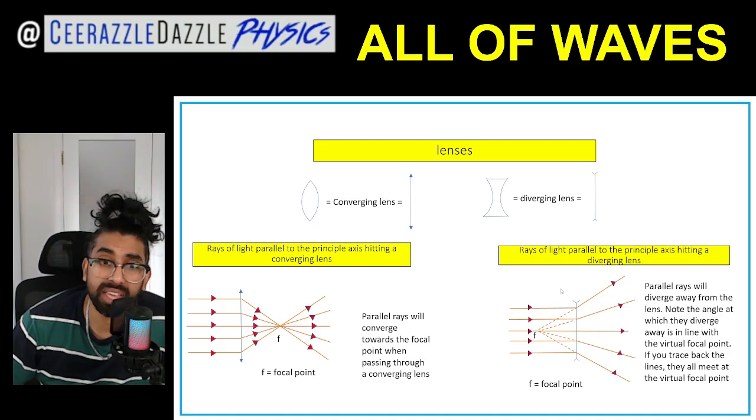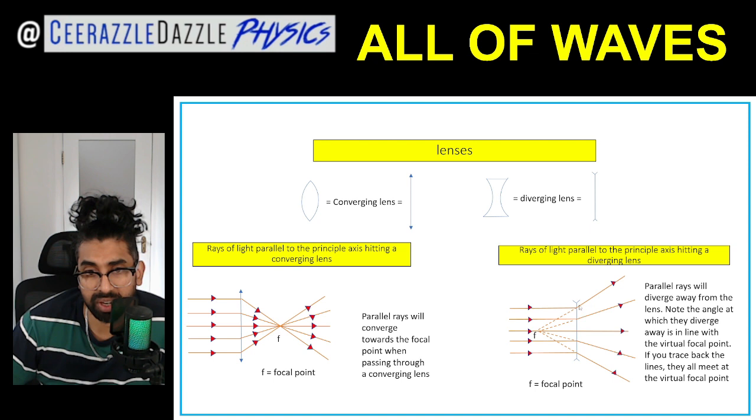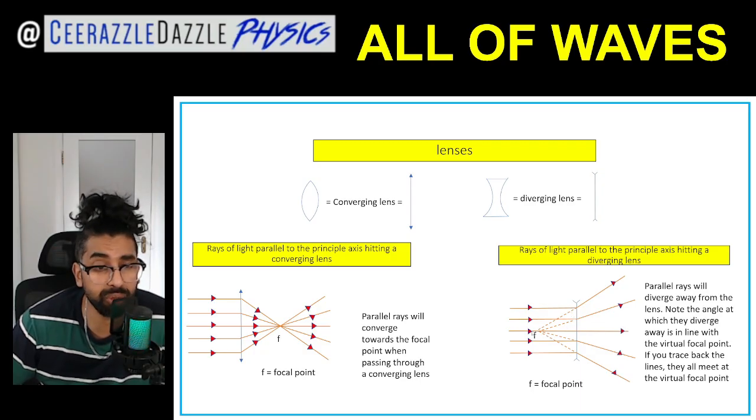Then if we have a diverging lens, we can see that the rays of light move off at an angle and the focal point is on the same side of the lens, so you have to extrapolate them backwards with some dashed lines. So this is going to be a virtual focal point over here, with a virtual focal length as well.